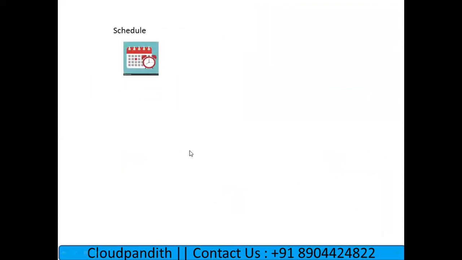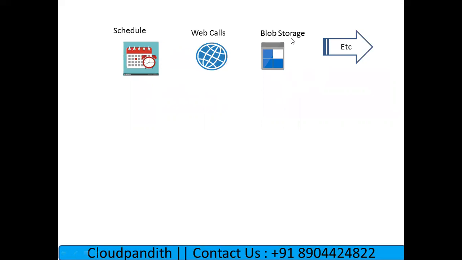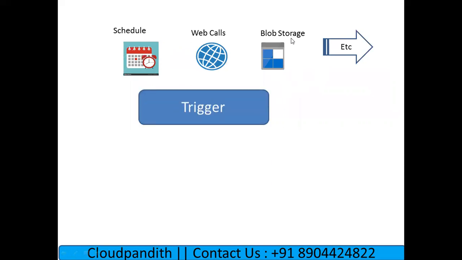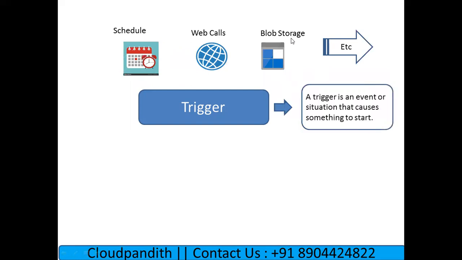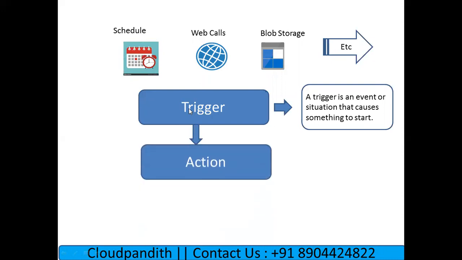See, friends, if you want to schedule the Logic App, you can schedule it. If you want to make any web calls, you can make web calls. If you want to call the Logic App on modification of some file, or when a new file arrives in the blob storage, you can do that also. Whenever these things happen, whether scheduled, or a web call is made, or a new file arrives into the blob storage, what is going to happen is something called a trigger. What is a trigger? A trigger is an event or situation that causes something to start. Let's say you have scheduled it at 3 a.m. IST. At exactly that time, this trigger is going to start. When the trigger starts, it will initiate the action.